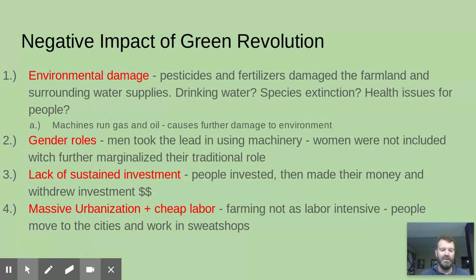So, lack of sustained investment. Take the guy from the University of Iowa, Borlaug. I mean, that's awesome that he did that. But once they did that and they made their money on it, do the companies continue to invest? No, there's no sustained investment. People do it until they find a solution, and then they go on to the next thing.